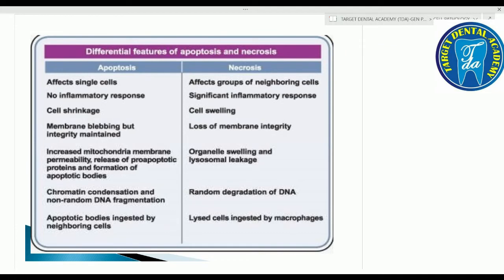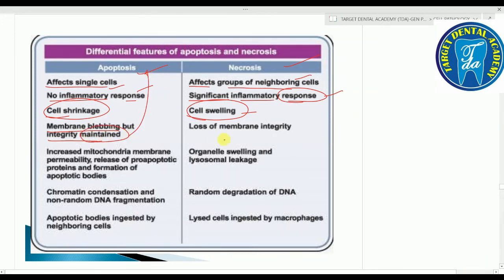So let's discuss some of the differentiating features between apoptosis and necrosis. In apoptosis, only a single cell is affected, while necrosis affects a group of neighboring cells. There is no inflammatory response in apoptosis, while there is significant inflammatory response seen in necrosis. There is cell shrinkage in apoptosis, while there is cell swelling in necrosis. There is membrane blebbing but integrity is maintained in apoptosis, while there is loss of membrane integrity seen in necrosis.